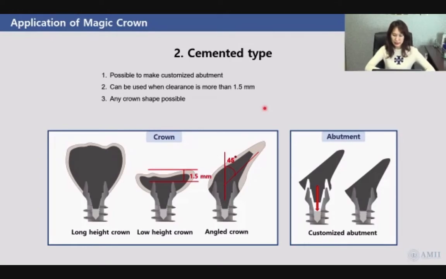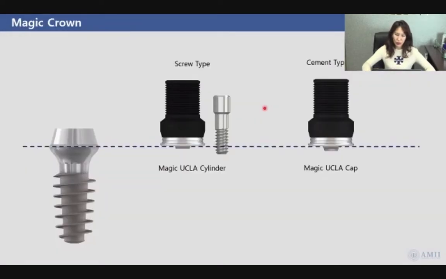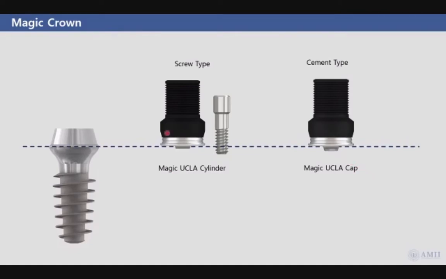So let's see. This is the components that we have: a magic UCLA cylinder, magic UCLA cap. Đây là hai cái loại phụ kiện để làm magic crown, là magic cylinder và magic cap. And they sit on the prosthetic margin like this. Và nó sẽ khớp với cả cái phần đường hoàn tất của magic core. And the cylinder is for the screw retained type magic crown. Cap is for the cement retained type magic crown.